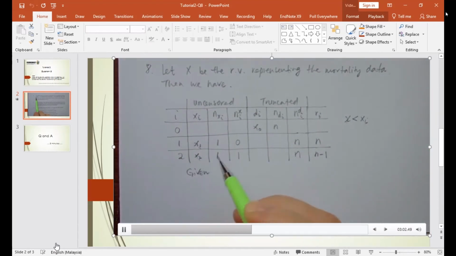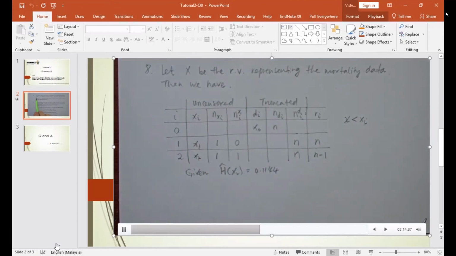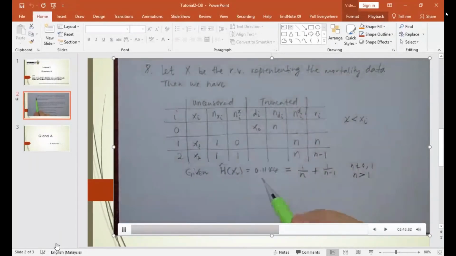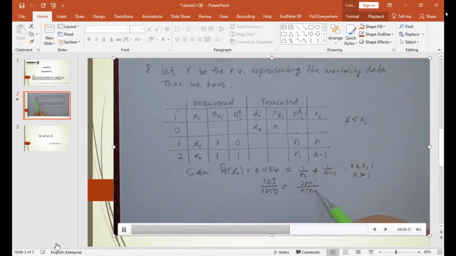Next, given that the hazard at x2 is 0.1144 under Nelson-Allen, therefore this will be equal to 1 over n plus 1 over n minus 1. So obviously our n cannot be 0 and also cannot be 1. In other words, our n must certainly be more than 1. So we try to rearrange this into a fraction. So this becomes 143 divided by 1250, and this will give me 2n minus 1 divided by n times n minus 1.